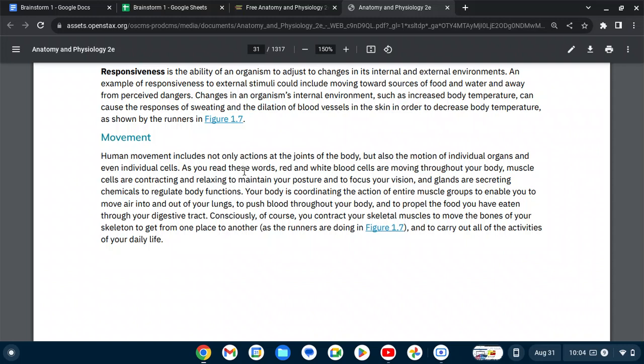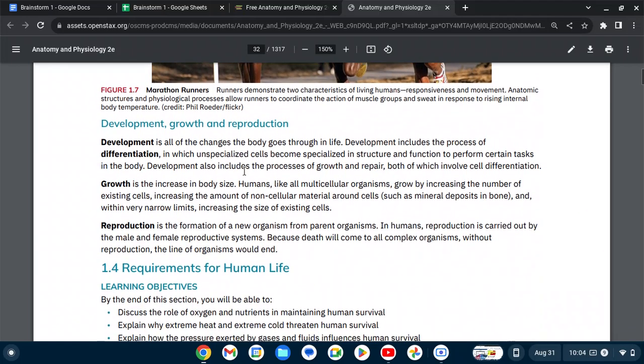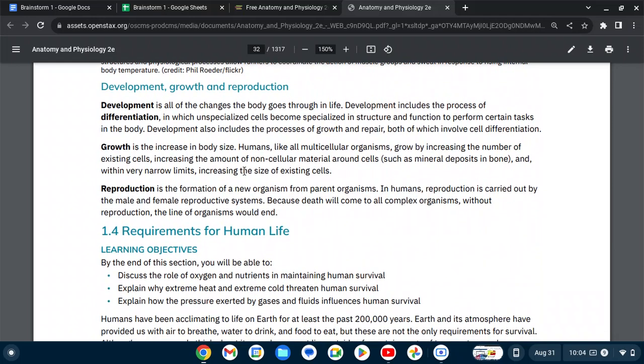through your digestive tract. Consciously, of course, you contract your skeletal muscles to move the bones of your skeleton to get from one place to another, and to carry out all of the activities of your daily life. Development, growth, and reproduction. Development is all of the changes the body goes through in life. Development includes the process of differentiation, in which unspecialized cells become specialized in structure and function to perform certain tasks in the body. Development also includes the processes of growth and repair, both of which involve cell differentiation.